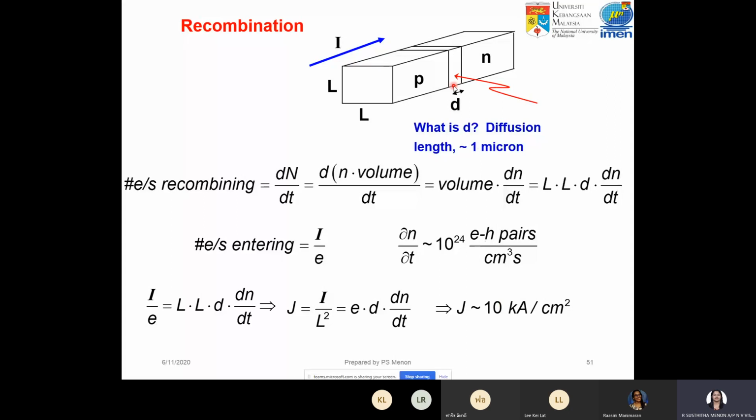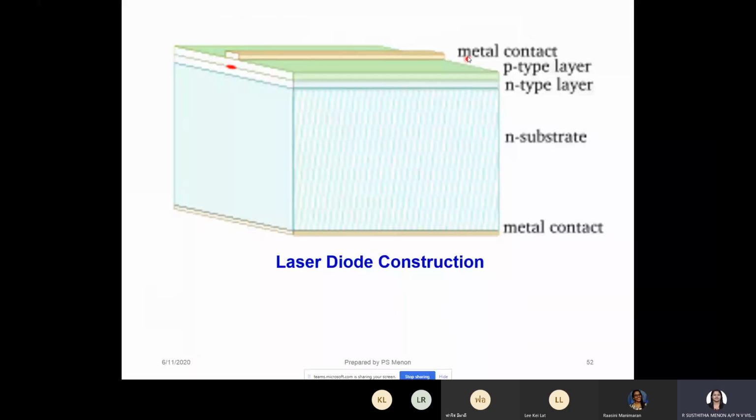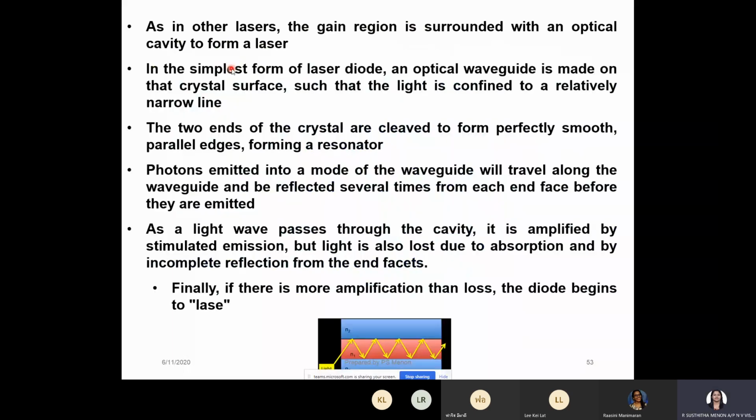What if you want to do a quantum dot or a quantum well laser? We'll see later. If you reduce this active region length, you'll get a smaller current. And what engineering do you need to do to increase the amount of current? Okay, some band gap engineering needs to be done. Okay, so laser diode construction: you have P type, N type, and also the active region for emission. Okay, so in other lasers, the gain region is surrounded with an optical cavity to form a laser.